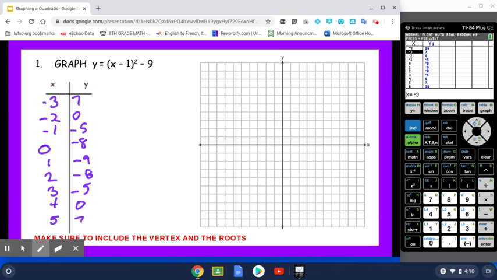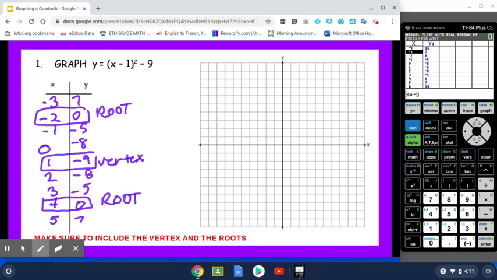Okay, so make sure you get these points down if you didn't do so already. So pause the video. And just remember, we do include the vertex. Just going to write it there so you keep seeing that word over and over. And our roots. So those are the 3 important points you're going to need to have when you're graphing on Delta Math today.